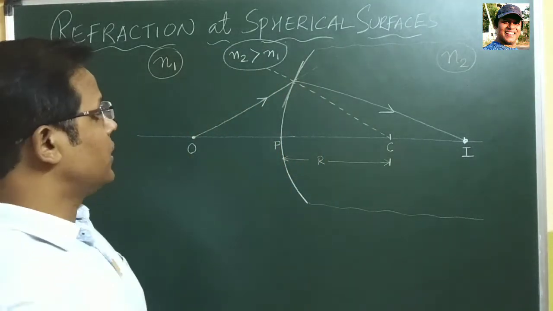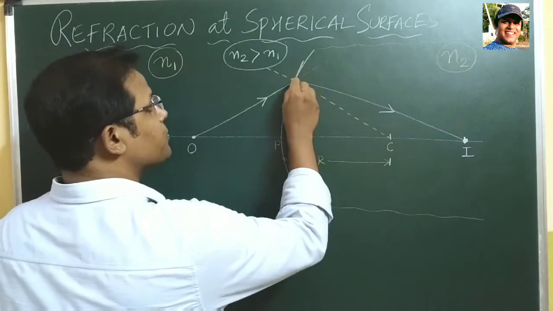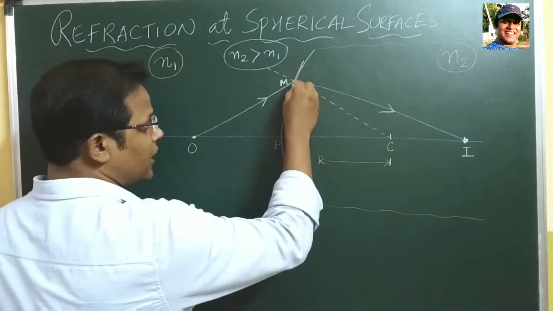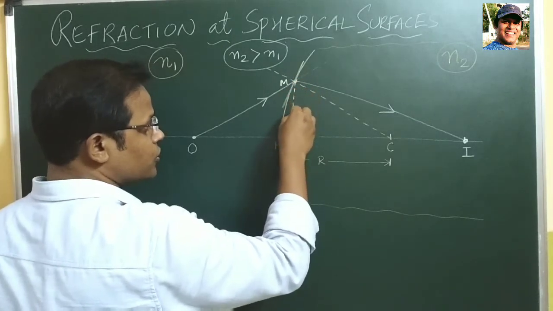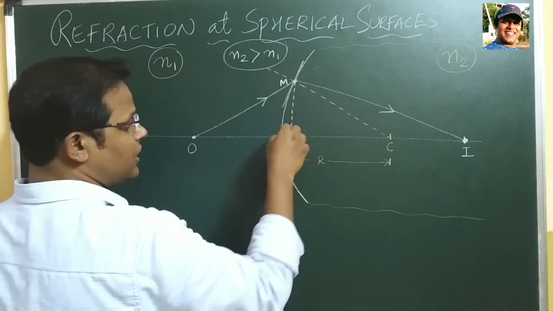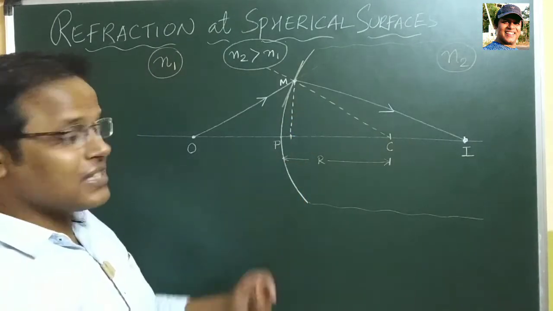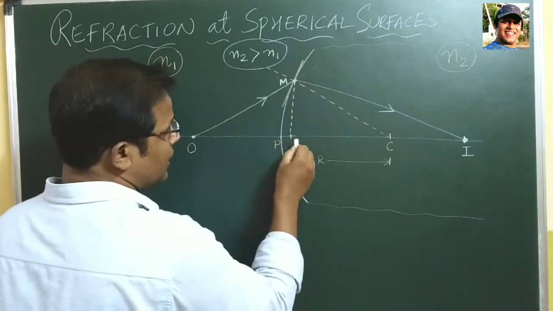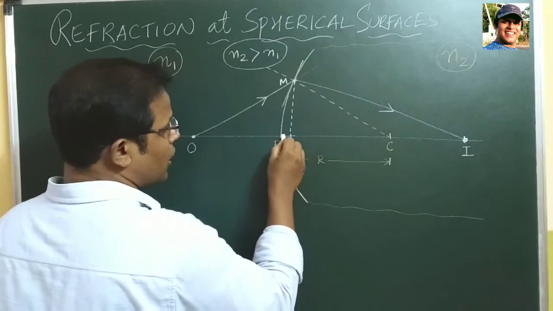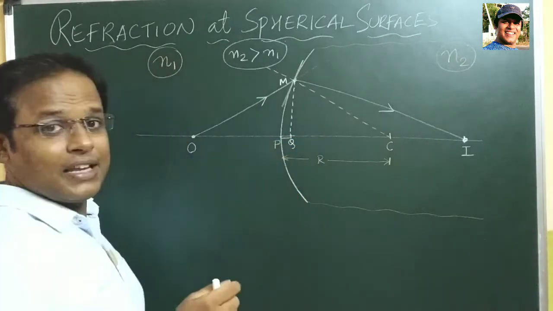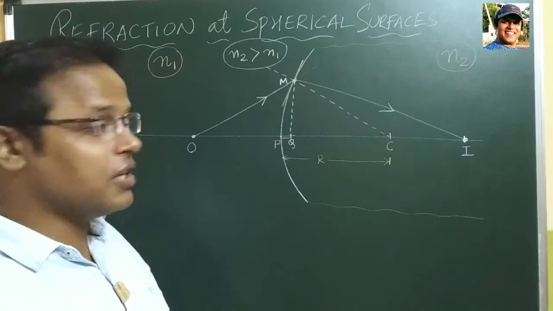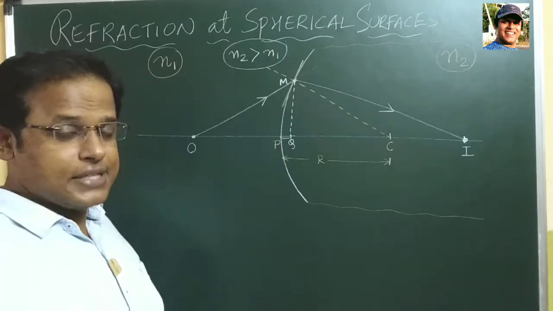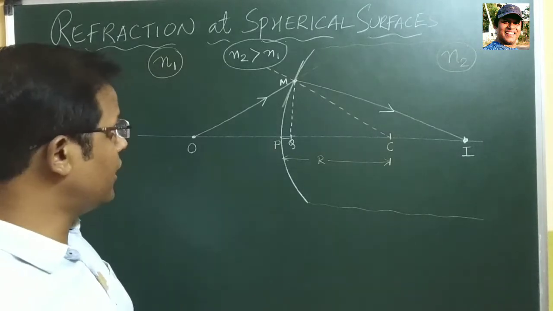Let us name it out. Let us call this point of incidence M, and imagine a perpendicular from M onto the principal axis. We are dealing with spherical surfaces with very small apertures, so this point P and this point Q are very close to each other. The distance PQ, please mind it, is almost negligible.